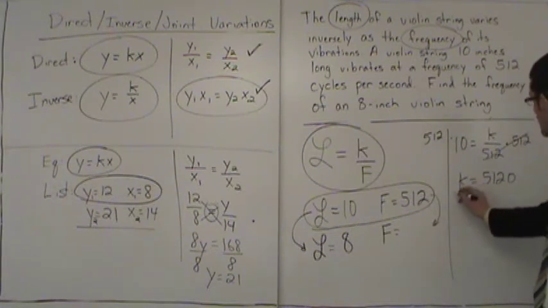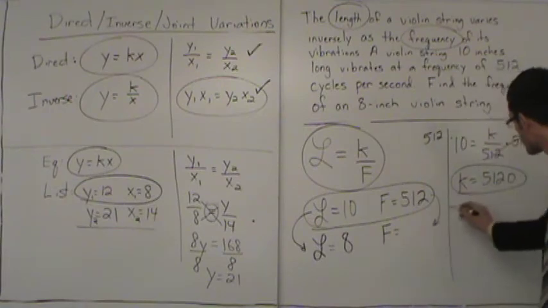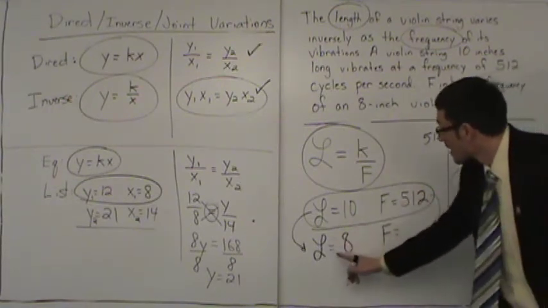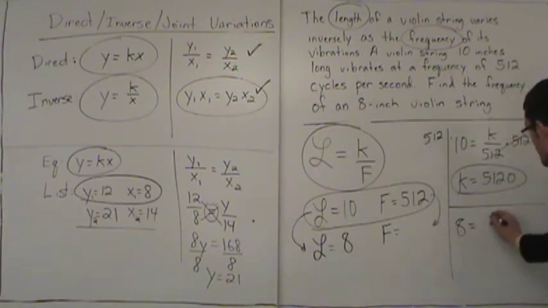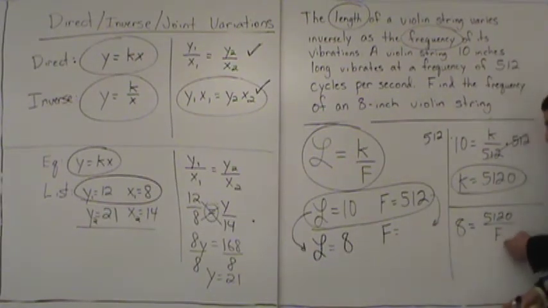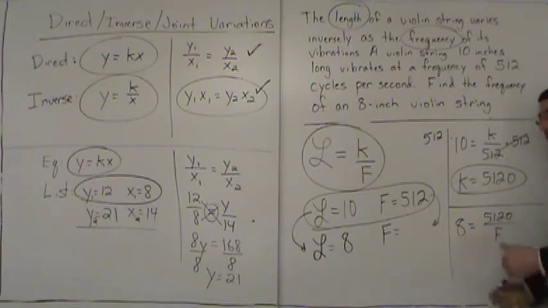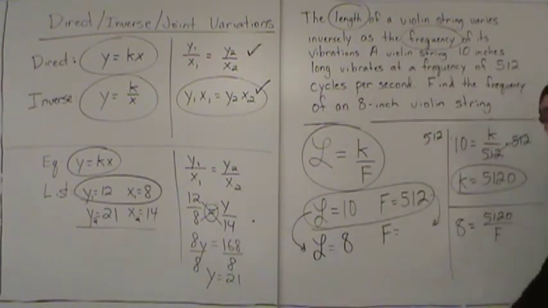Now, once we have K, we're going to use K and L to find F. So we're going to write, since the length is 8, 8 equals 5,120 over F. Now, this is similar to what we did earlier. Where is F, guys? F is in the bottom. Can we solve for F if it's in the denominator? No. What do we have to do? We have to get it out of the denominator.